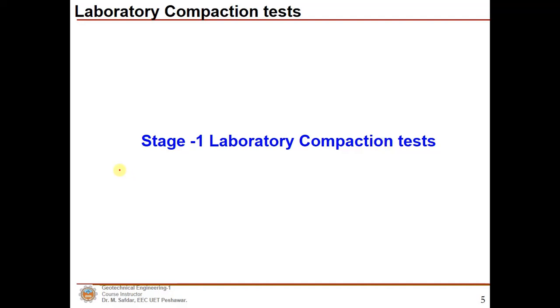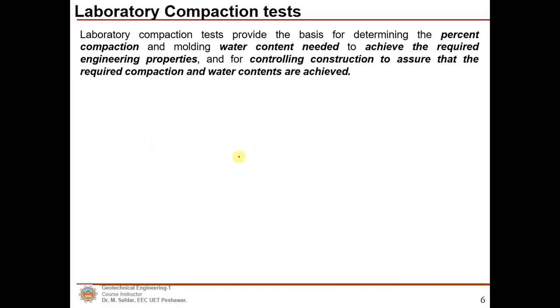So starting with stage 1, laboratory compaction tests. Why do we perform laboratory compaction tests? They provide the basis for determining the percent compaction and also give us an idea about how much water content is needed to achieve the required engineering properties or required density or unit weight. Why do we do that? To control the construction process and to assure that the required compaction and water contents are achieved.